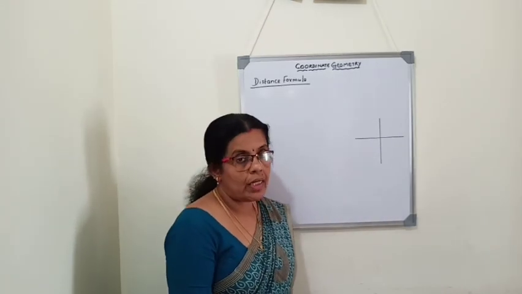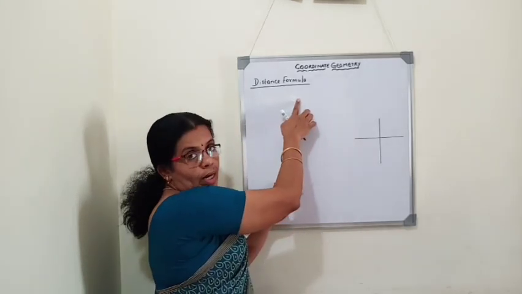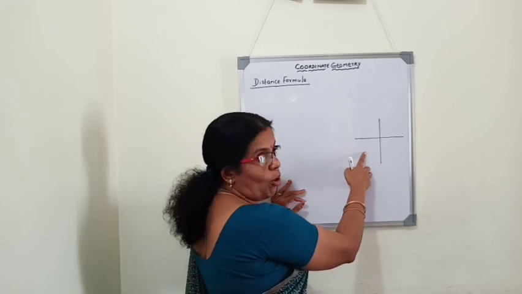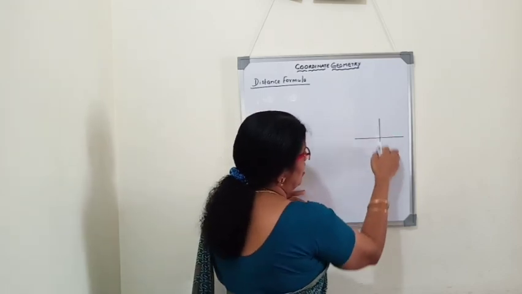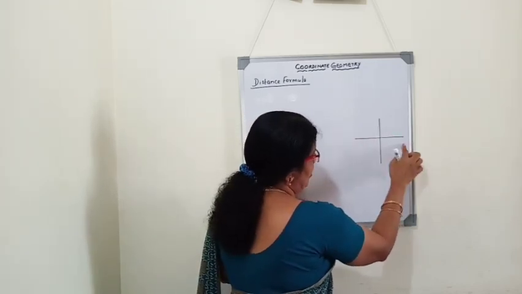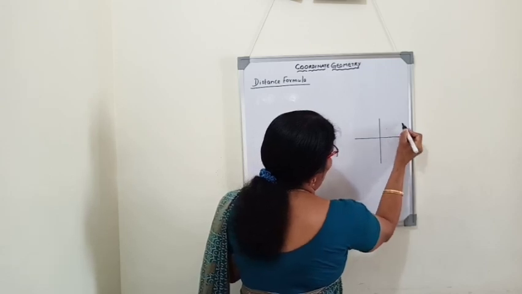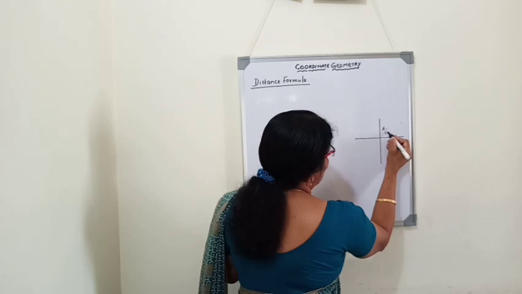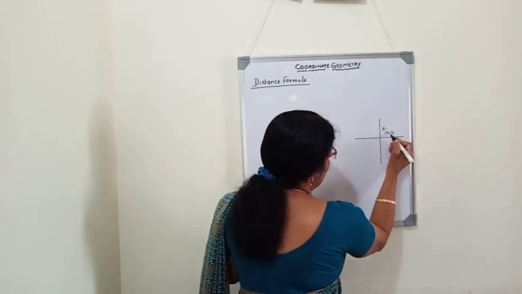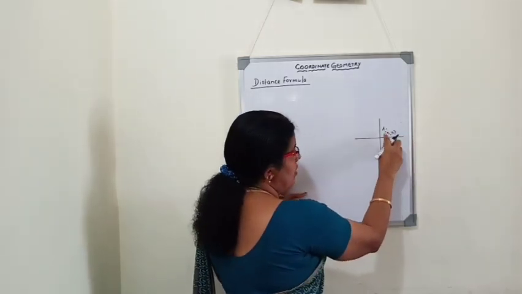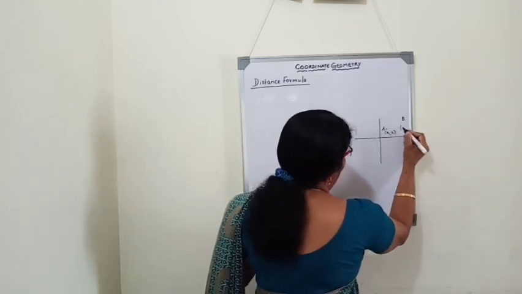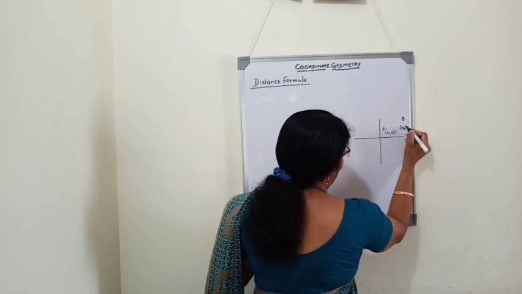The first topic in this chapter is the distance formula. That is how to find out the distance between two points in a Cartesian plane. See, here is a Cartesian plane. I didn't mark the numbers. For example, if two points you mark, this point, let it be A, it is (x1, y1). x1 is the x coordinate and y1 is the y coordinate. And another point B, the coordinates are (x2, y2).